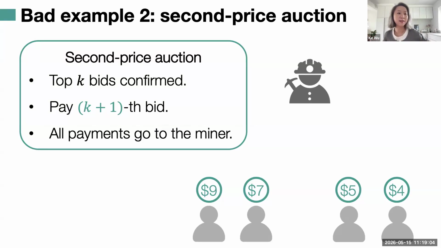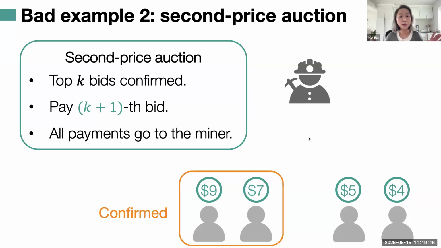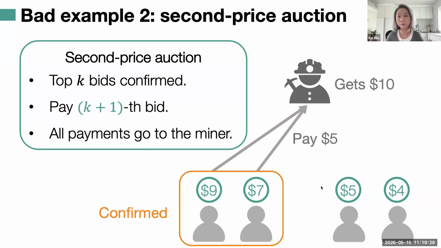So in the blockchain context, the second price auction is actually a K plus 1th price auction. Still, the K highest bids will be confirmed, where K is our block size, and they each pay the K plus 1th bid to the miner. Still, when we have block size 2, 9 and 7 will get confirmed. But in second price, now instead of paying their own bid, they pay the third highest bid, which is 5. So the miner gets 10. So game theory tells us that in a second price auction, the user is incentivized to just submit their transaction with their true value.